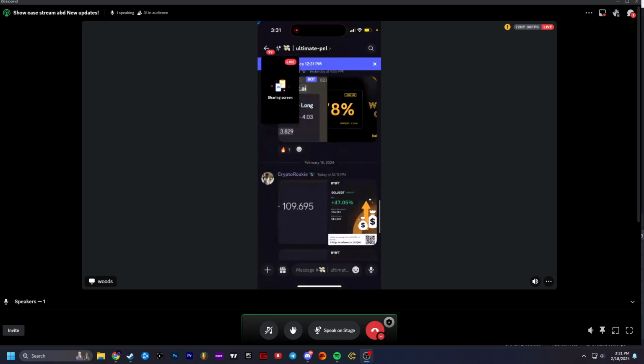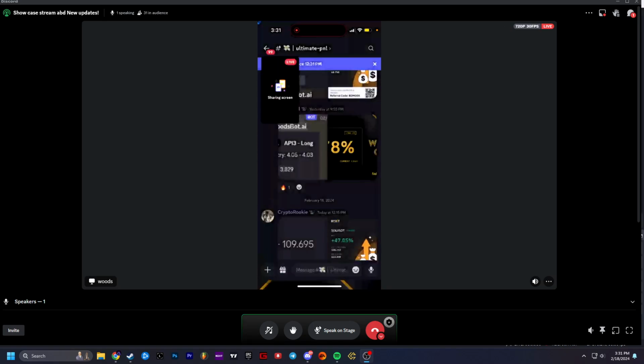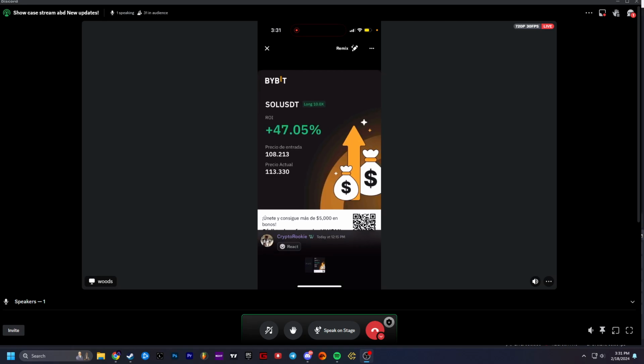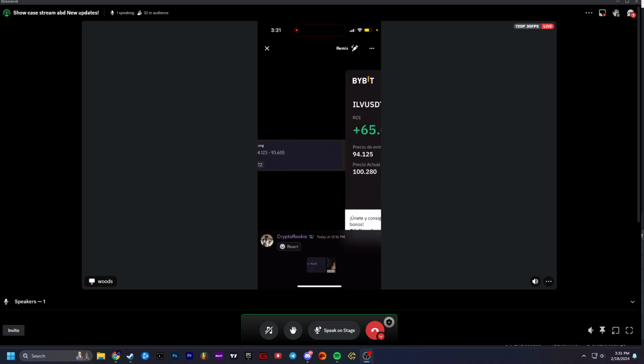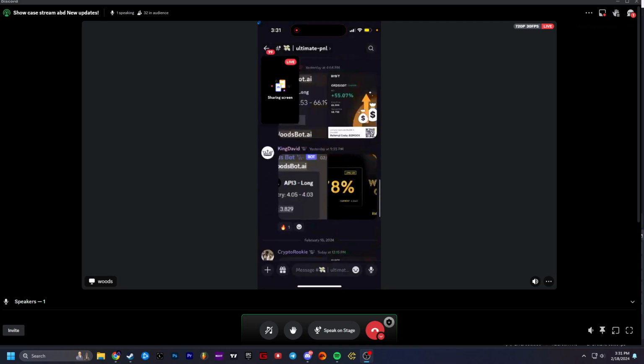Like I said, everything was beginning to fill on the bots yesterday. That's my boy Rookie. The bottom of SOL, bottom of Magic, the bottom of ILV. And this was just a few of many trades that the bot gave yesterday.